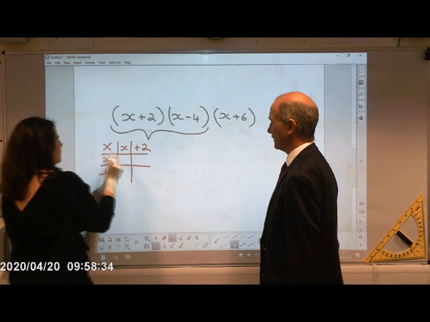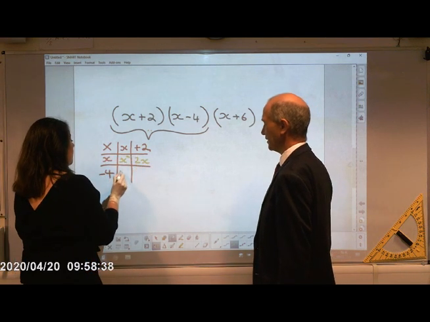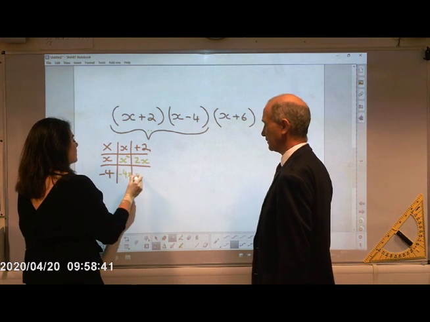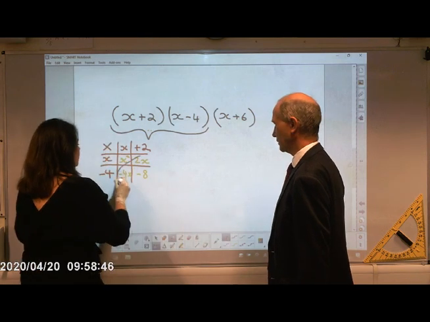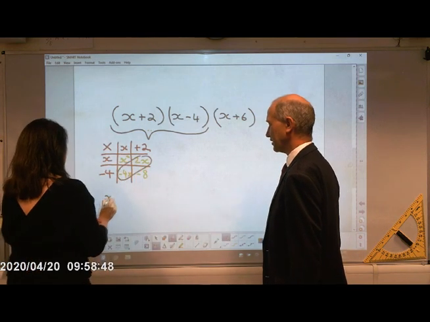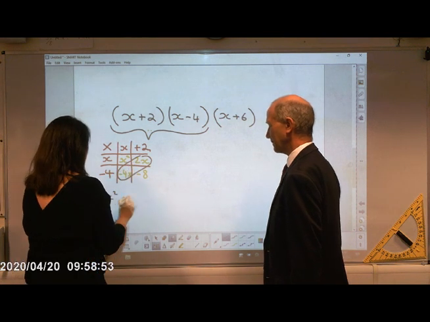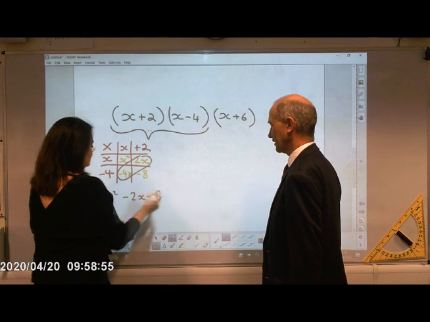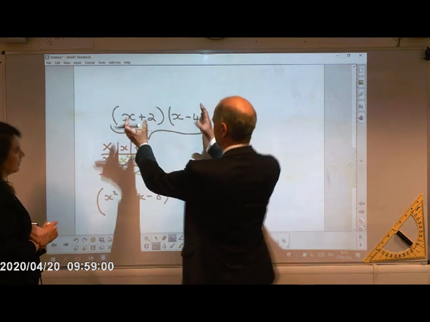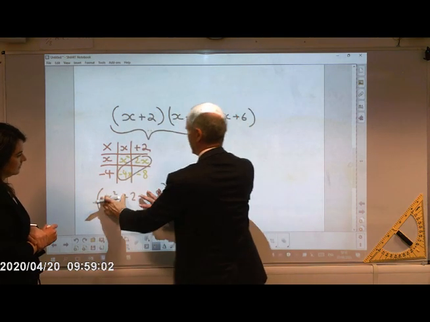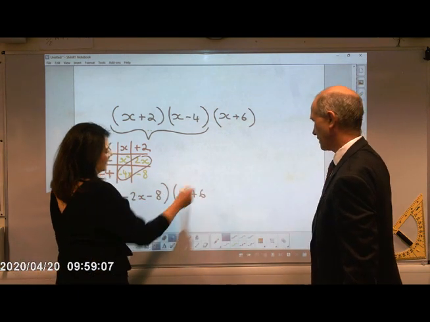So, x times x is x squared. 2 times x, 2x. Minus 4 times x, minus 4x. And minus 4 times plus 2 is minus 8. Put that all together and simplify it. Those two will go together, won't they? So we've got x squared minus 2x, and then we've got minus 8. That effectively goes into a bracket because it's what happens when we take this out, but now we need to multiply it by this. So it's going to come on the end, and now we've got the next step to our question.